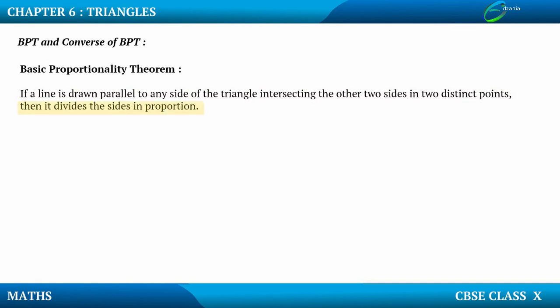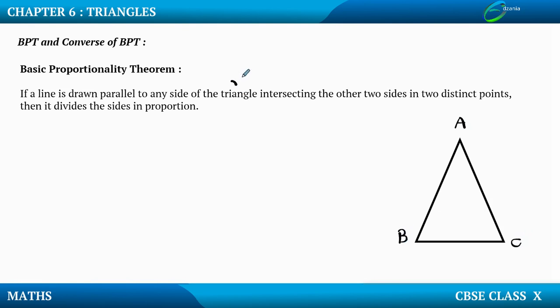So if a line is drawn parallel to any side of the triangle, we need a triangle. So this is a triangle. Let me name the triangle now. Suppose this triangle is triangle ABC. So we have the triangle now. If a line is drawn parallel to any side, suppose I select the side BC and I have to draw one line parallel to BC.